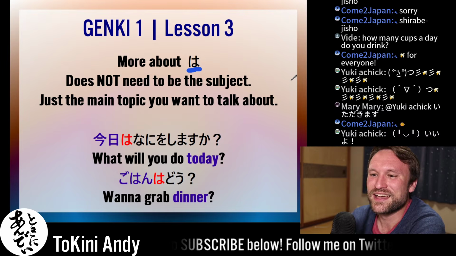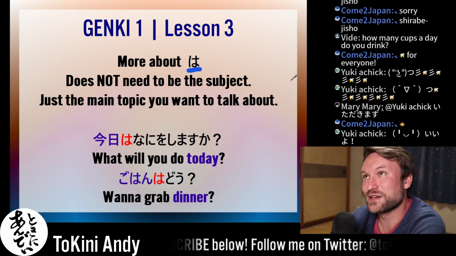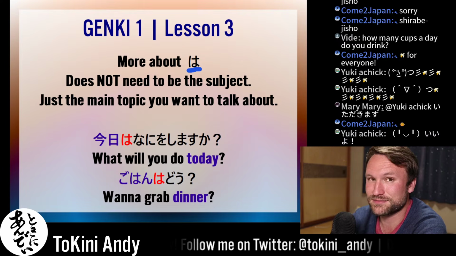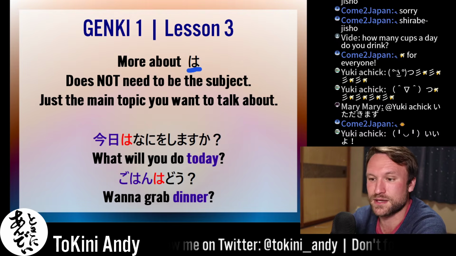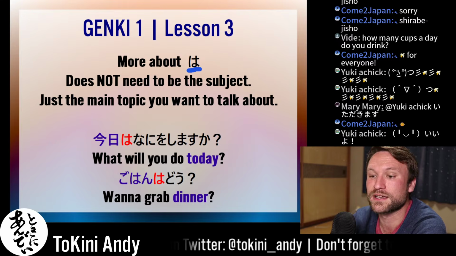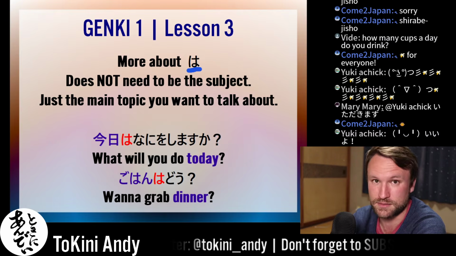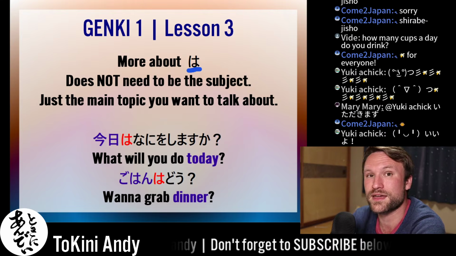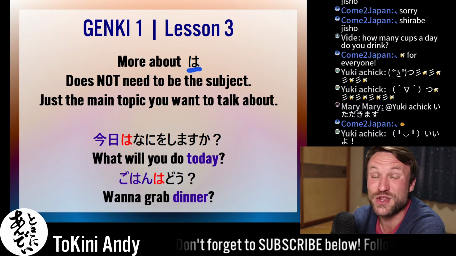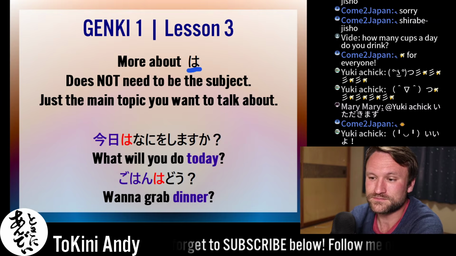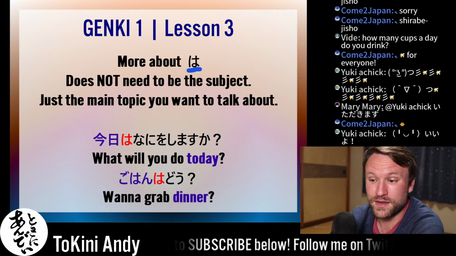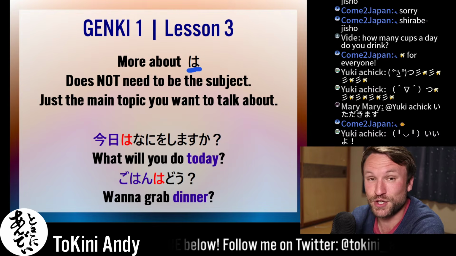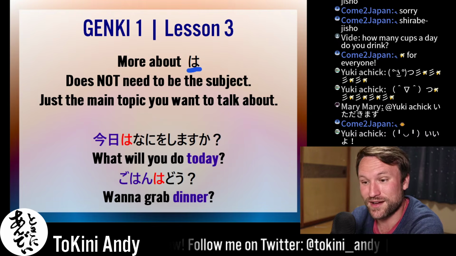So, the wa particle in all of the previous lessons generally marked the subject of the sentence, but it doesn't actually need to mark the subject. So, some people often get confused at the beginning and think it's the subject marker, but that's not the case. It's just marking the main thing that you want to talk about, and like new subjects. So, here's an example. What will you do today? In this case, today is not the subject. You would be the subject, but you use the wa in front of today.